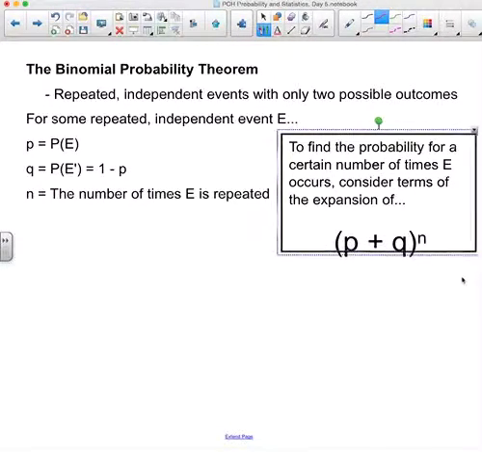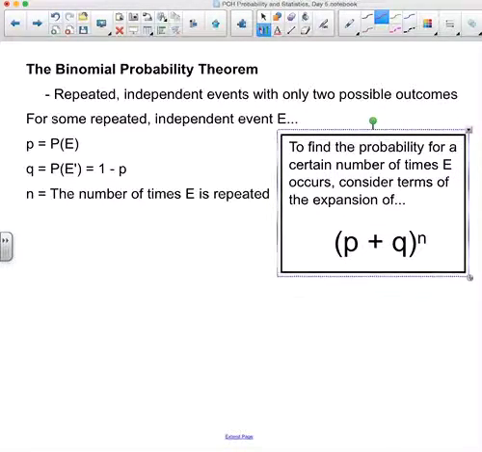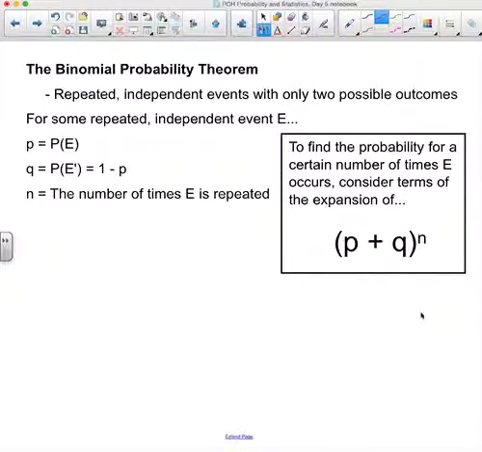Now we already said P plus Q adds up to 1, right? So if I just said expand this whole thing, what is it going to equal every time? 1. So doing the expansion is kind of useless here. But notice we said consider terms of the expansion. We're going to look at specific terms so that rather than just seeing what's the probability of having all 10 people be at least 25 or all 10 people be less than 25, we could now figure out the probability.